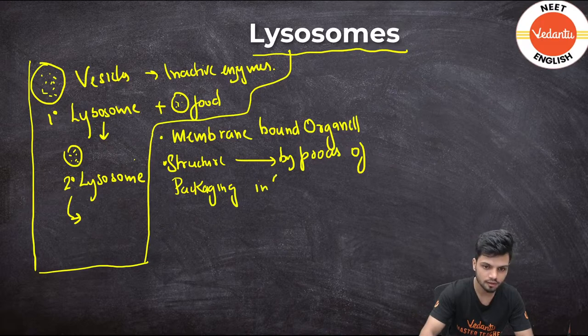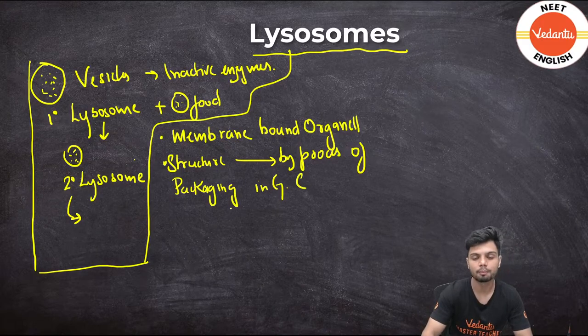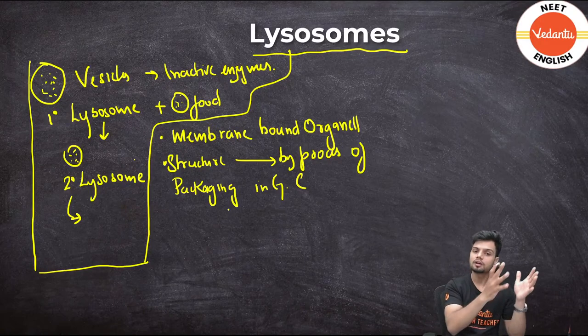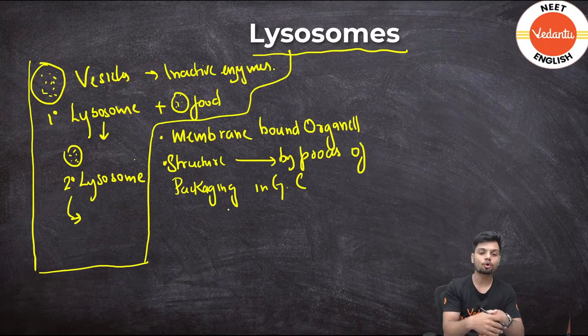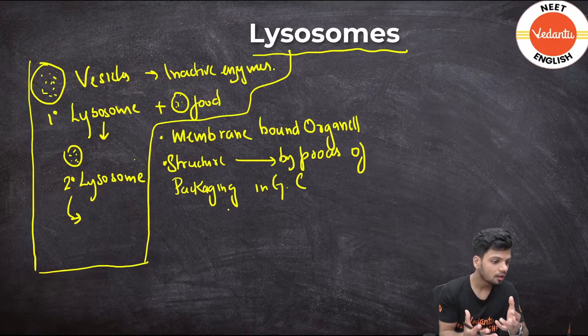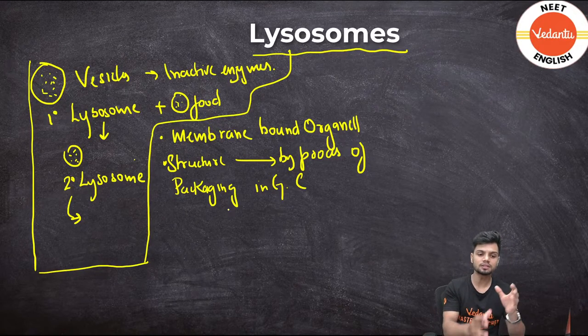The structure is formed by processing in the Golgi bodies, by processing and packaging in the Golgi complex. So the entire lysosome is actually derived from the Golgi complex. That is the point which all of you need to remember as a basic. So how is lysosome produced? Lysosome is actually produced from the Golgi complex.